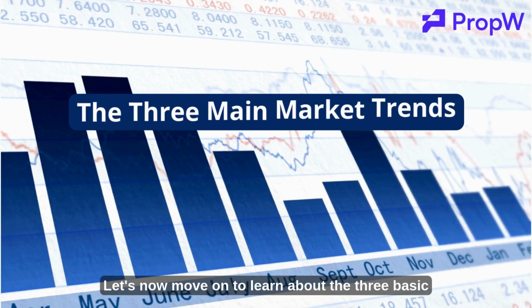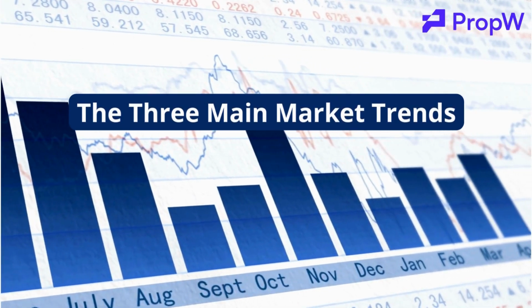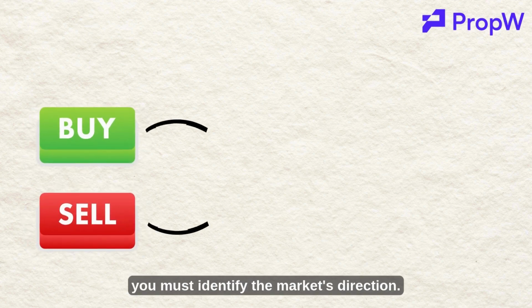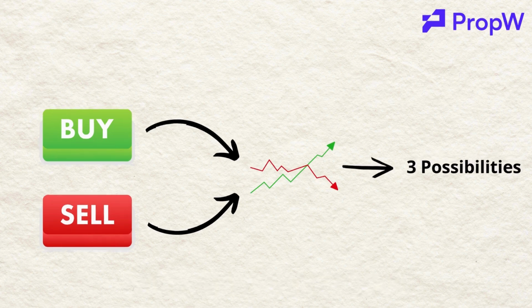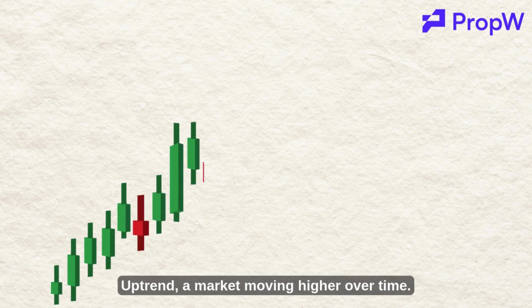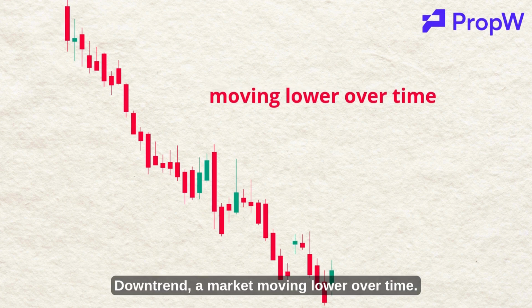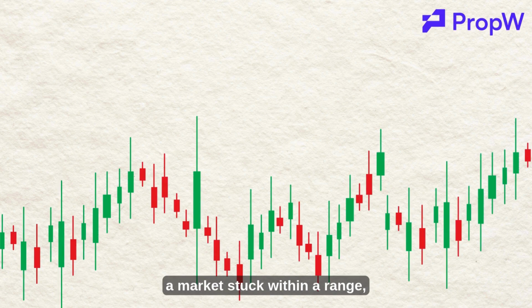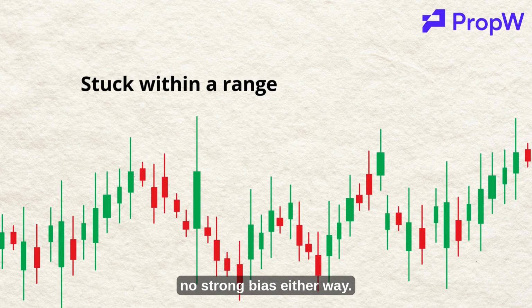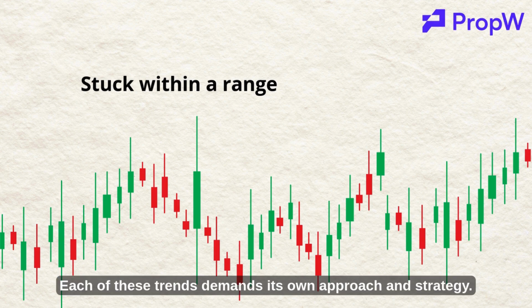Let's now move on to learn about the three basic types of trends. Before you enter any trade, you must identify the market's direction. There are only three possibilities. Uptrend, a market moving higher over time. Downtrend, a market moving lower over time. Sideways trend, a market stuck within a range, with no strong bias either way. Each of these trends demands its own approach and strategy.